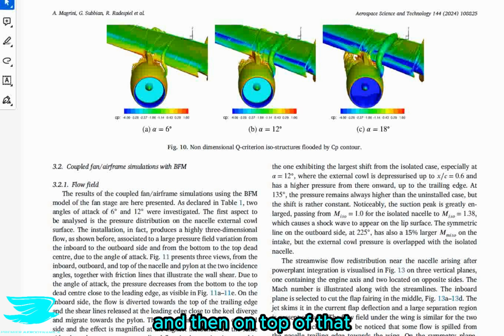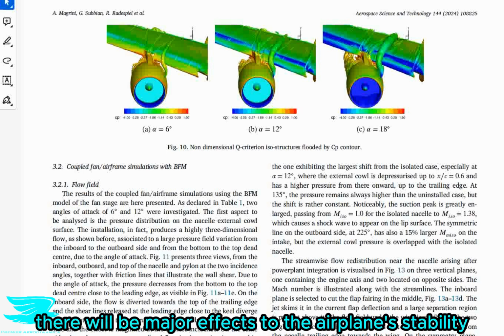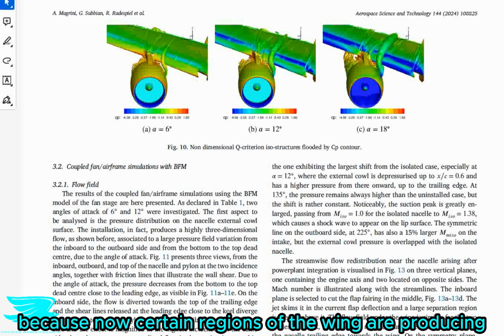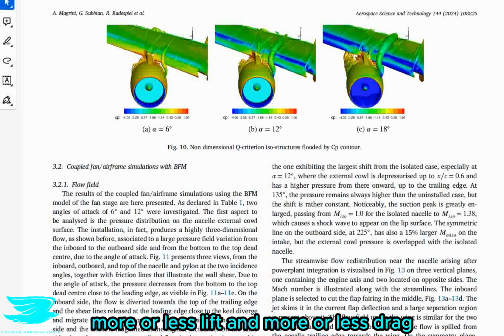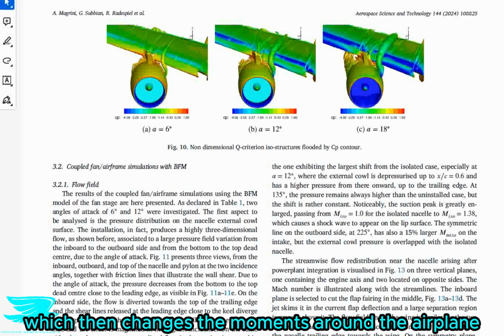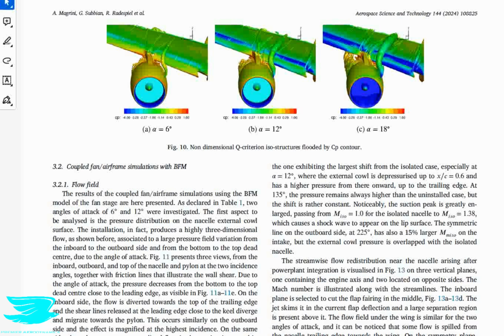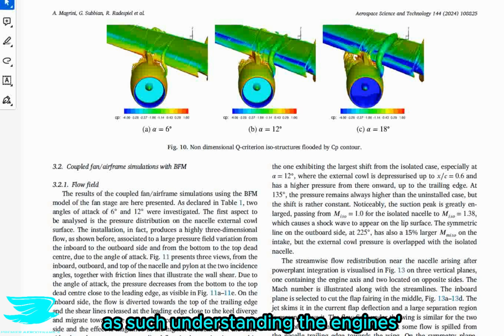And then on top of that, there will be major effects to the airplane stability, because now certain regions of the wing are producing more or less lift and more or less drag, which then changes the moments around the airplane. As such, understanding the engine's effects on the flow is a good idea.